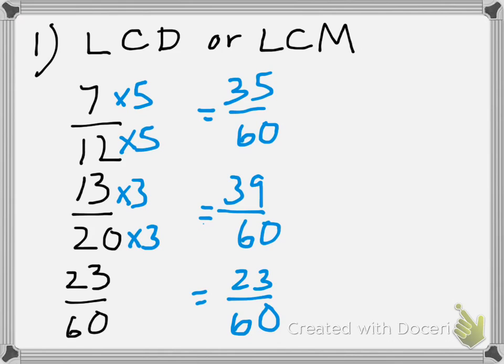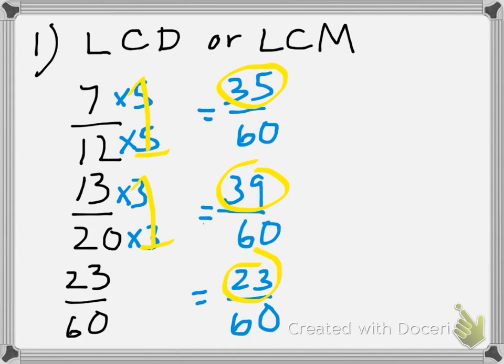So once again, when we multiply both of these by 5, 5 over 5 is 1, and 3 over 3 is 1, and anything times 1 is itself. So these are equivalent fractions. Now we're simply going to go ahead and put them in order, and all we have to compare are the numerators because the denominators are like terms.